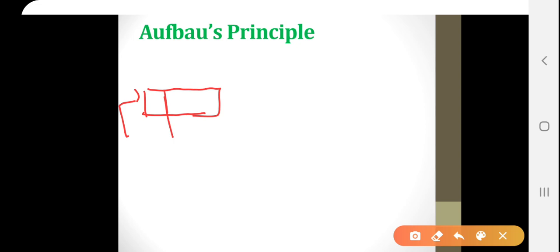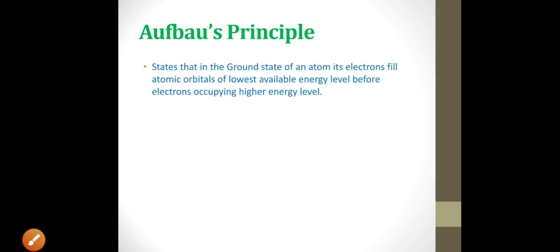These electrons occupy the atomic orbitals in the increasing order of the energy level. What is the increasing order of energy level? First the electron occupies the lowest available energy level, and then the electron will move on to a higher energy subshell. This is nothing but Aufbau's principle.